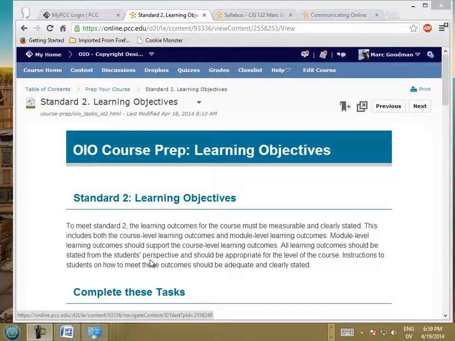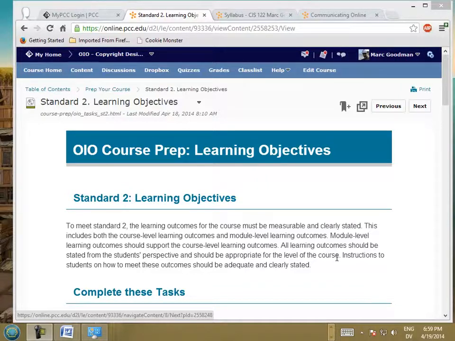All learning outcomes should be stated from the student's perspective. So that's basically saying that on completion of the course, the student will be able to do something, or will be able to apply some knowledge, or will be able to analyze some situation, and so on. What will the student be able to do or to demonstrate? That's what we mean by from the student's perspective.